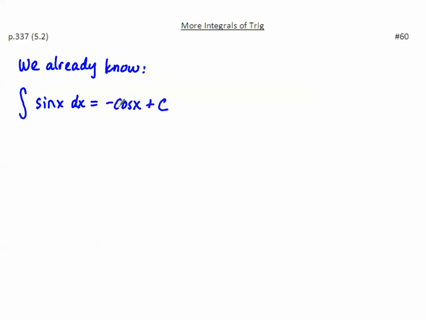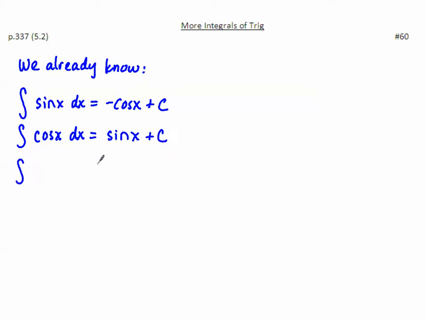So now we're going to look at more integrals of trig. Let's talk about the ones that we already know. Up to this point, we already know 6 trig integrals. We know that the integral of sine of x is negative cosine of x, because the derivative of cosine of x is negative sine of x. Similarly, the integral of cosine of x with respect to x is sine of x. Of course, plus c in all of these, because the derivative of sine of x is cosine of x.